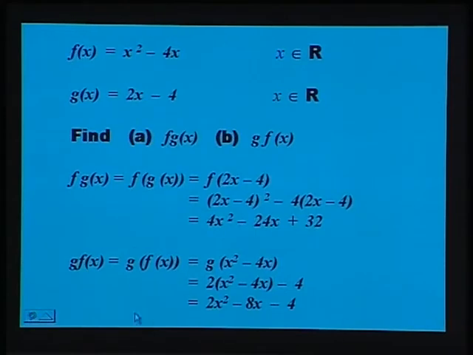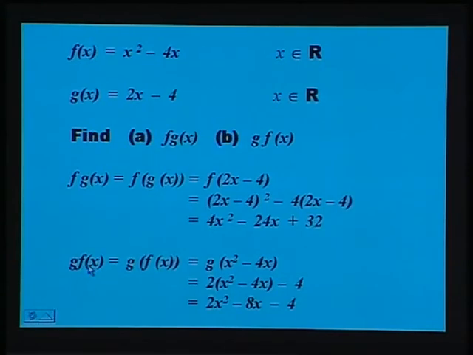Note that f(x) is x squared minus 4x, which means we can write it as f(u) equal to u squared minus 4u, or simply f of parenthesis equals parenthesis squared minus 4 times parenthesis. And inside the parenthesis, we'll write g(x). That's why f of g(x) would be g(x) squared minus 4 times g(x), which we simplify to obtain 4x squared minus 24x plus 32.